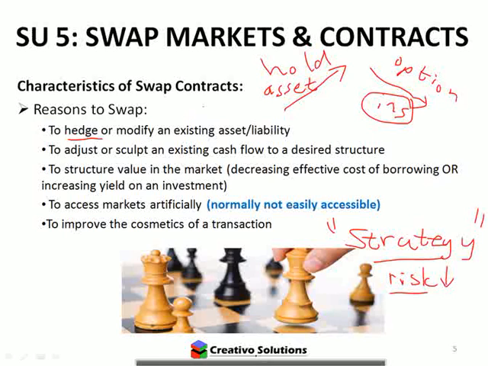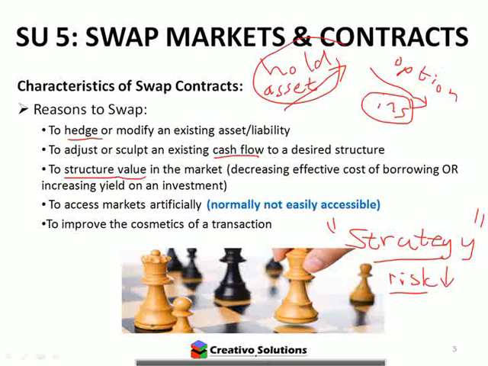Okay, right, because now you're going to win both ways. You're still holding onto the asset, the physical asset, but we can create some options. So to adjust or sculpt an existing cash flow, remember we can derive the cash flow we want in terms of customizing a contract.